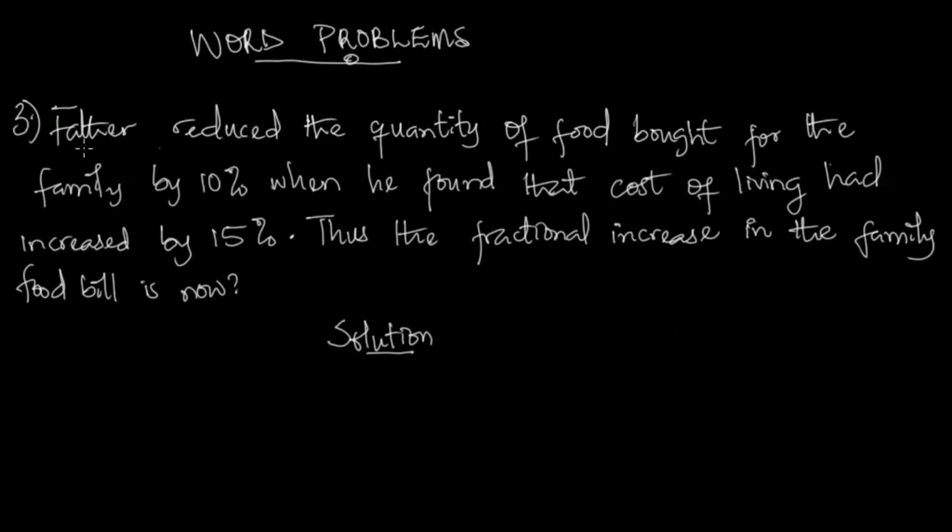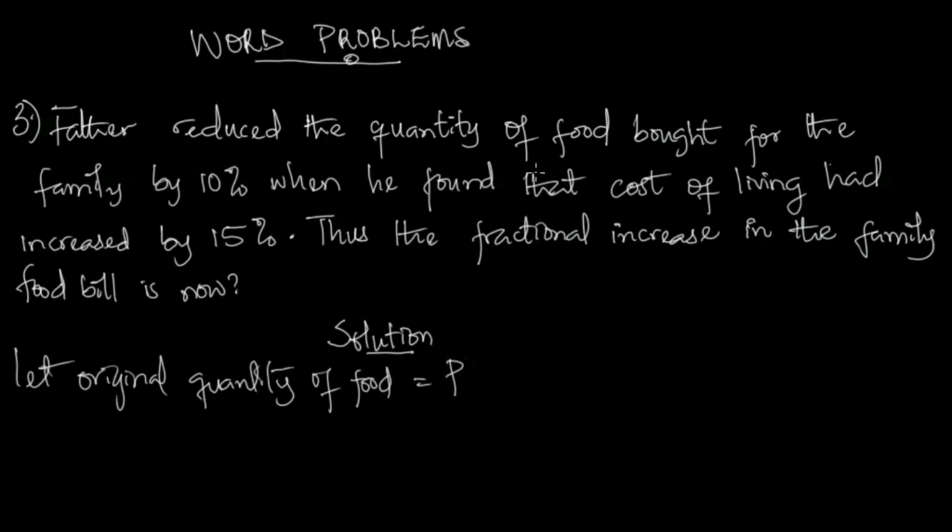Question 3 says, father reduced the quantity of food bought for the family by 10% when he found that the cost of living had increased by 15%. Thus, the fractional increase in the family food bill is now what? So we're going to interpret line by line. So let us represent the original quantity of food. Let the original quantity of food equal, let's say, P. Now, the quantity of food bought for the family was reduced by 10%.